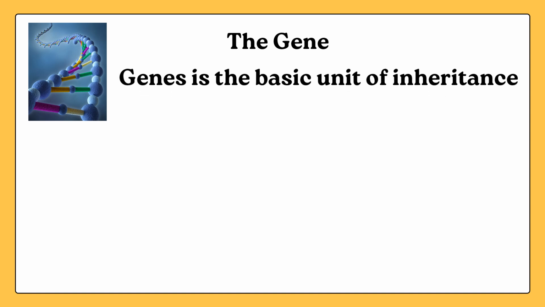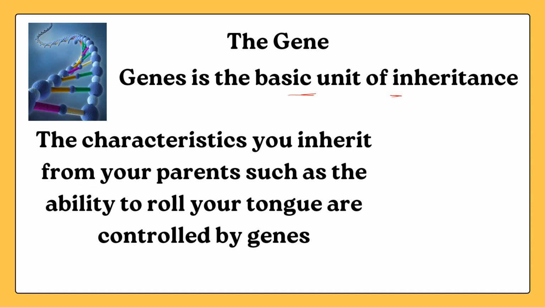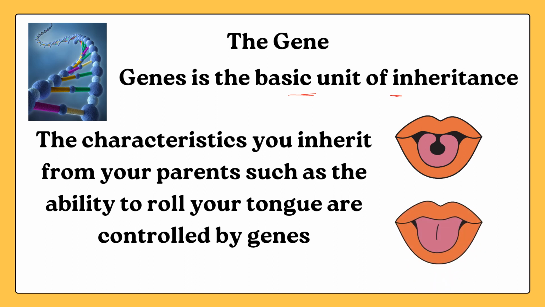What is a gene? A gene is the basic unit of inheritance. The characteristics you inherit from your parents, such as the ability to roll your tongue, are controlled by a gene. Some people are able to roll their tongue. Can you try it now? Are you able to roll your tongue or not? This ability to roll your tongue or not is inherited from the parent by passing the gene from the parent to the offspring.